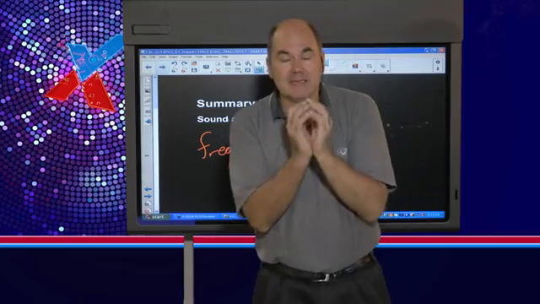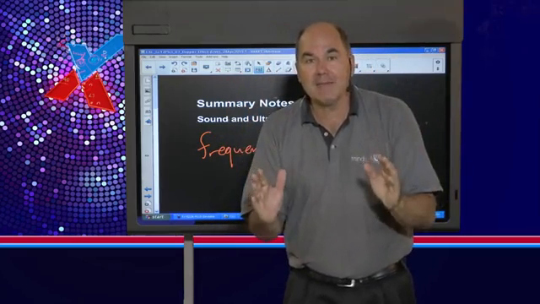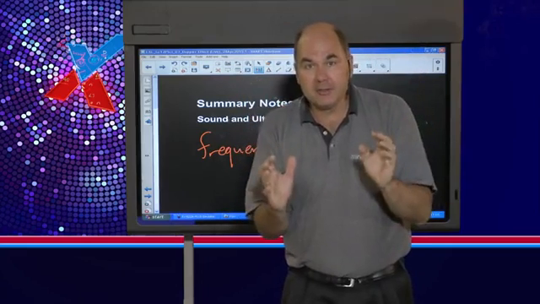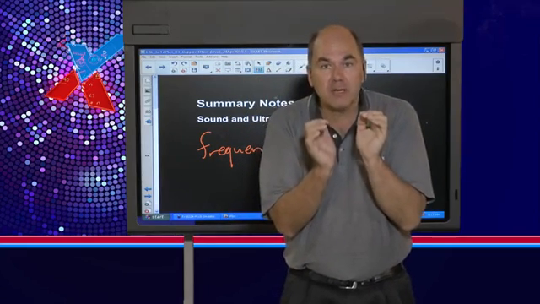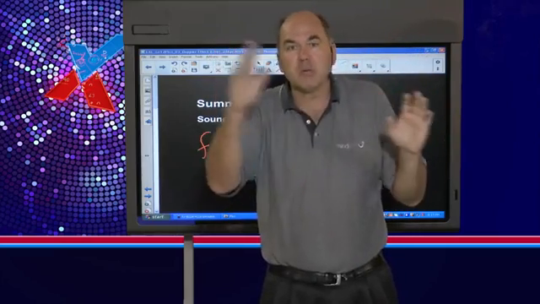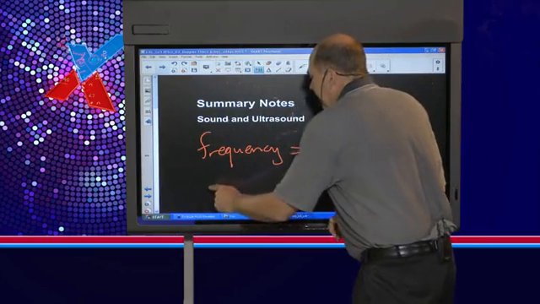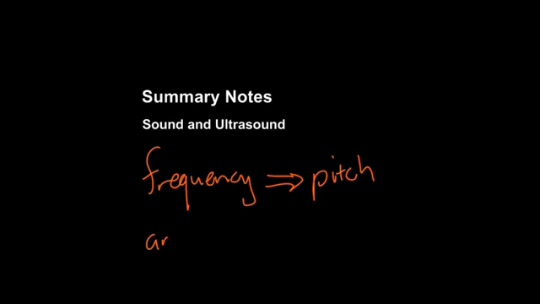Now, please understand that frequency is not the same as loudness. We can talk very softly and we can talk very loudly. That's not the difference between frequency and pitch. Loudness is related to the amplitude and to a certain extent the energy of the sound wave. The amplitude is related to loudness.